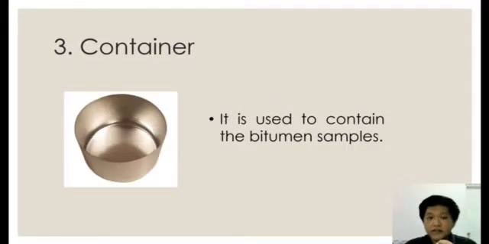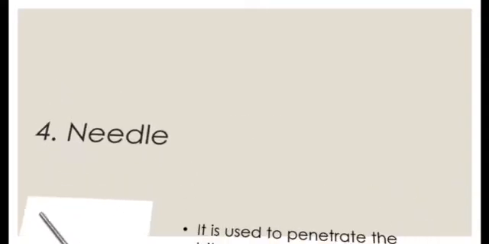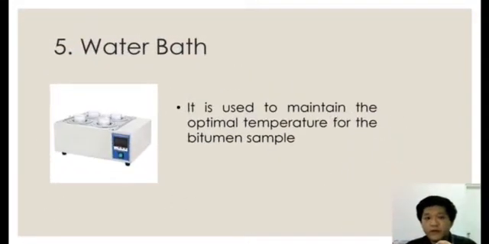Next is number 3, the container. It is used to contain the bitumen samples. And next is the needle. It is used to penetrate the bitumen sample, and it is held together in the penetrometer. Finally, we have the water bath. It is used to maintain the optimal temperature for the bitumen sample for it to work perfectly for the experiment in the bitumen penetration test.